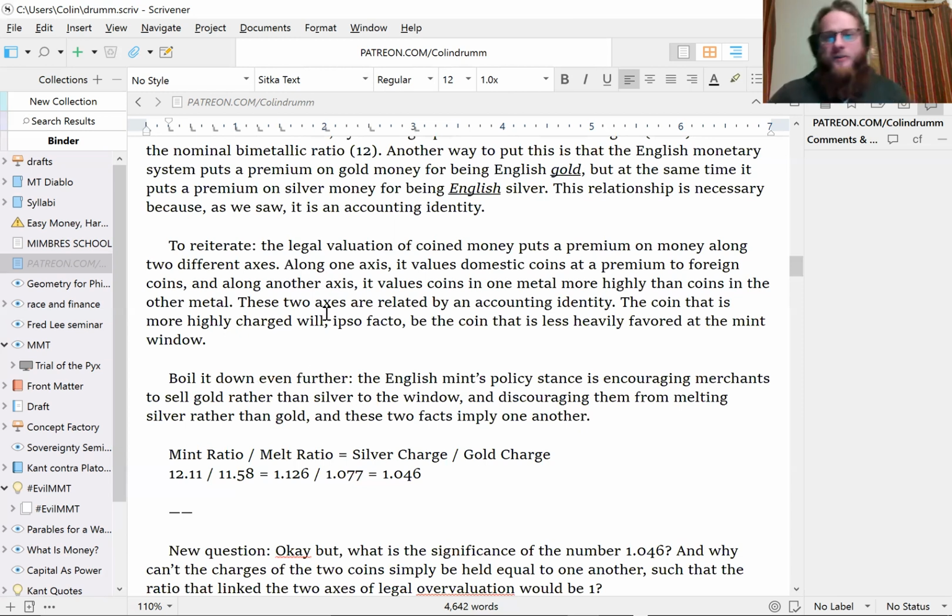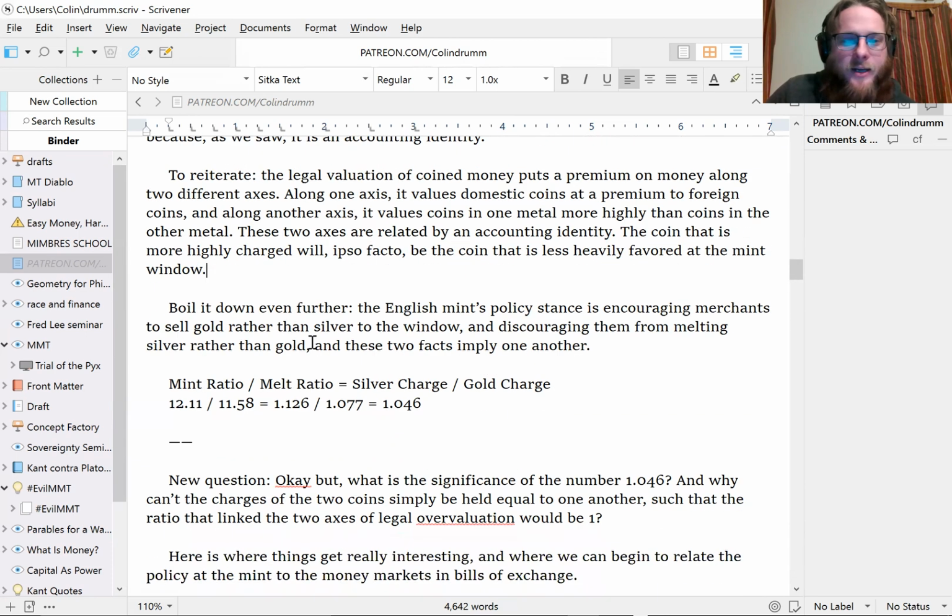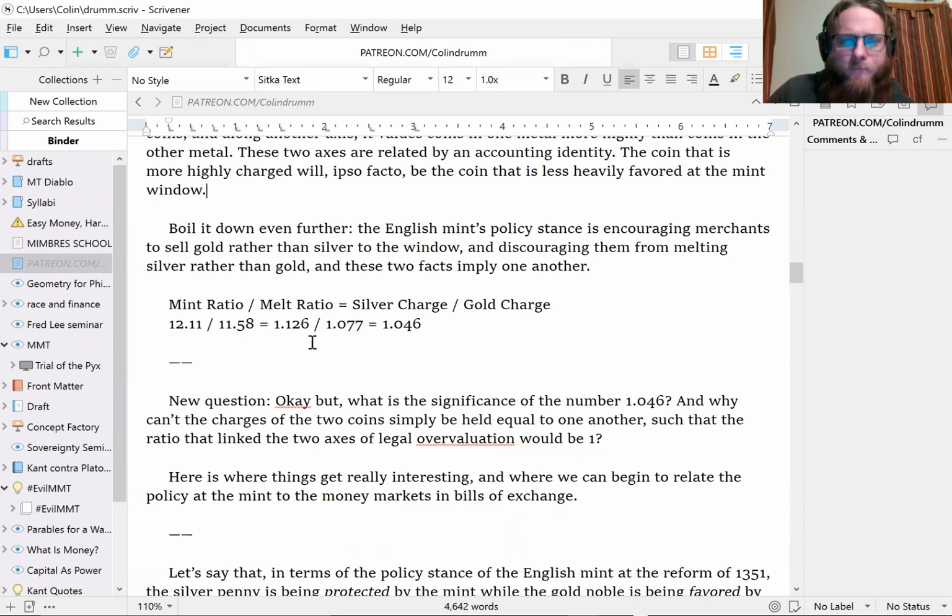So the consequence of this is that the legal valuation of coin money puts a premium on money along two different axes. Along one axis, it values domestic coins at a premium to foreign coins, and along another axis, it values coins in one metal more highly than coins in the other metal. There's an accounting identity, et cetera, and so forth.